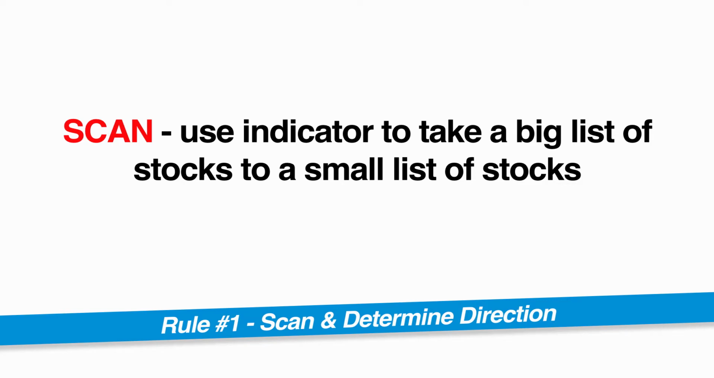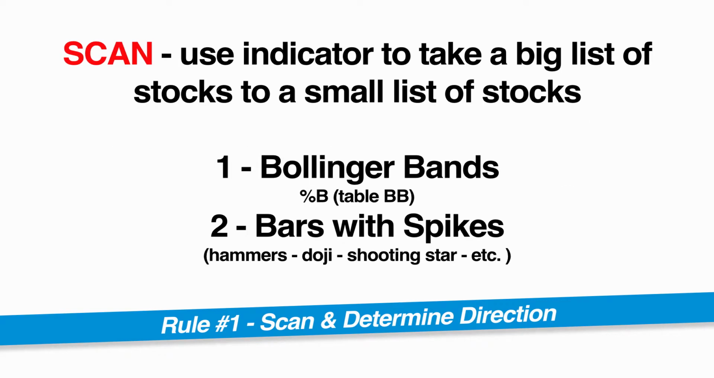Take a big list of stocks to a small list of stocks. I'm going to use Bollinger Bands and bars with spikes. So that's like a hammer, a doji, a shooting star, if you want to put the proper name for them. I generically bracket them all as having a spike. Okay, we'll come on to the definitions in a bit more detail in a moment.